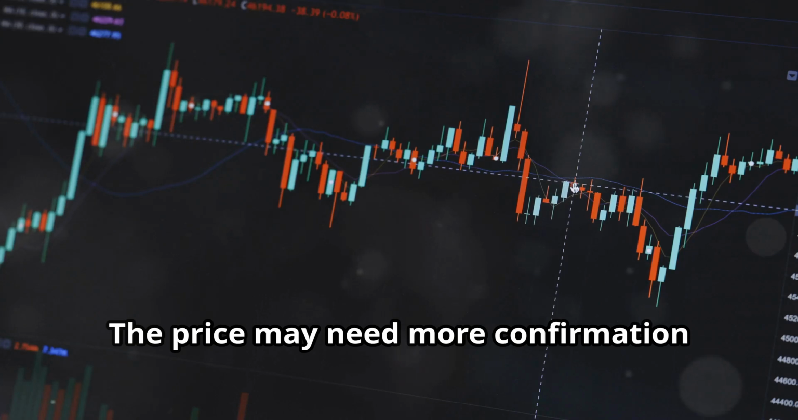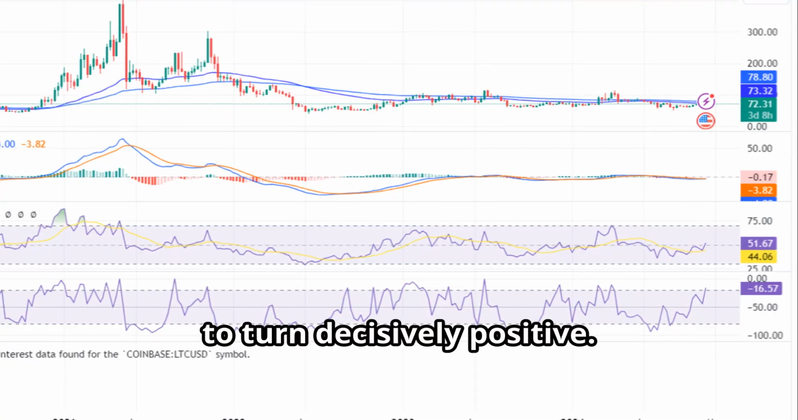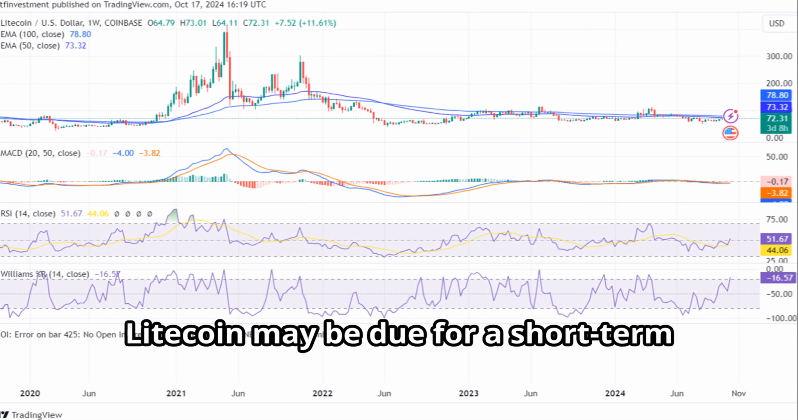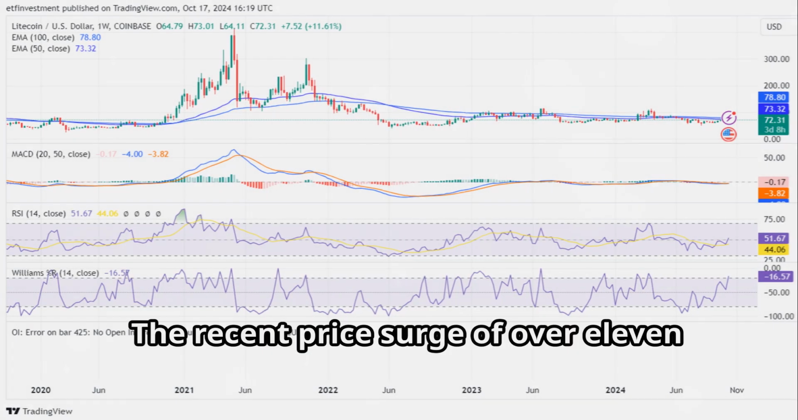The price may need more confirmation above key resistance levels for the trend to turn decisively positive. With the Williams %R in the overbought zone, Litecoin may be due for a short-term correction or consolidation before continuing its upward trend.